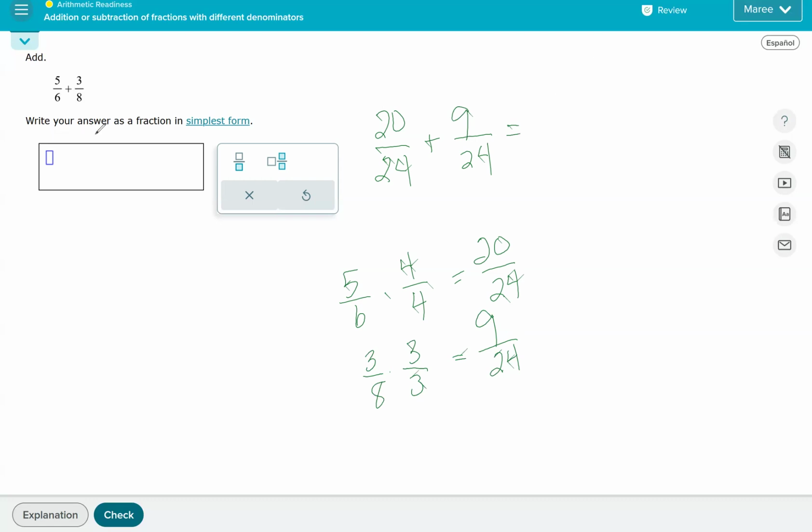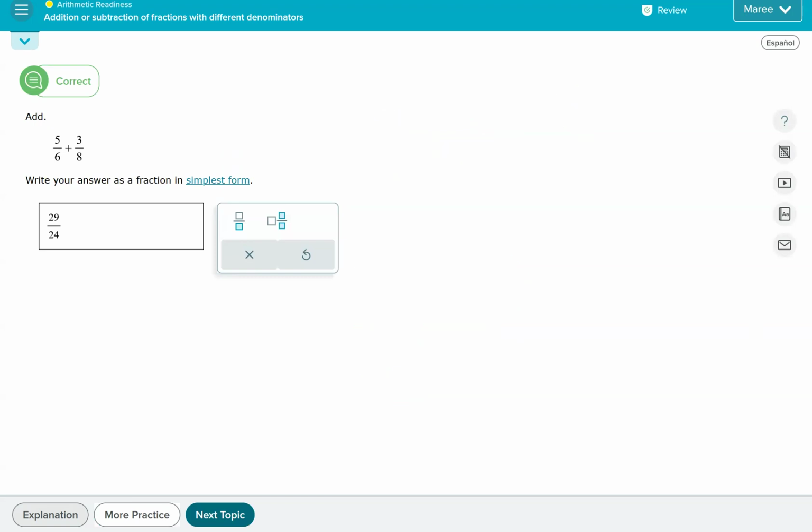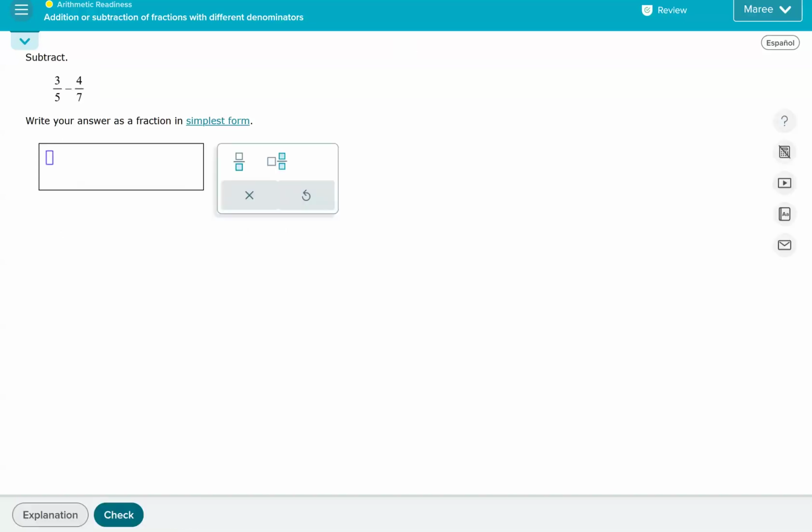So it says write your answer as a fraction. So we don't have to change it to a mixed number, which we normally don't do in more advanced math anyway. So we're going to keep it as 29/24ths. I'm sure if you changed it to a mixed number, it's not going to make that much of a difference. I'm sure they'll still give it to you as right.